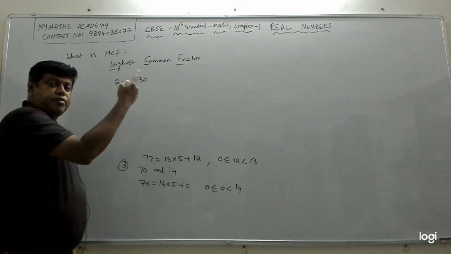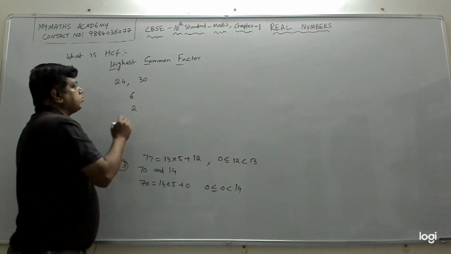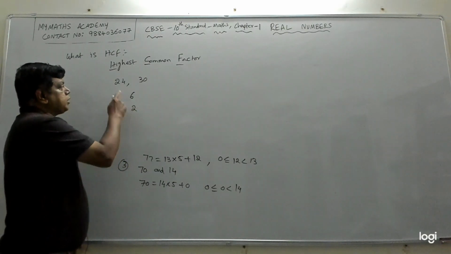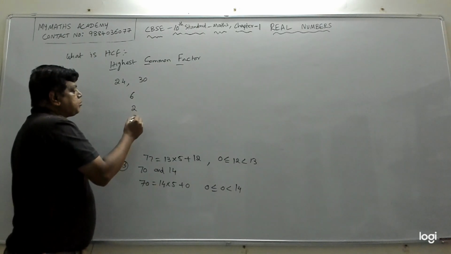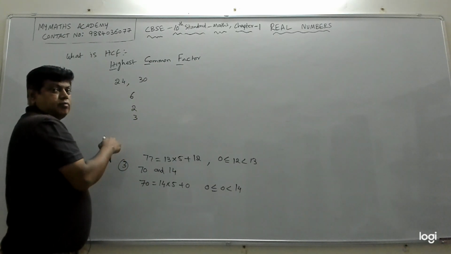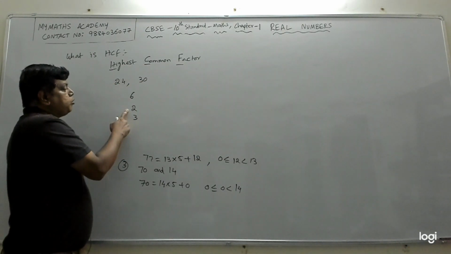So 6 is the greatest number, but below 6 we have many numbers. See, both are divided by 2 also. Right? 2 divides both of them. Even 3 divides both of them. Both this number and this number are divided by 3. They are divided by 2.